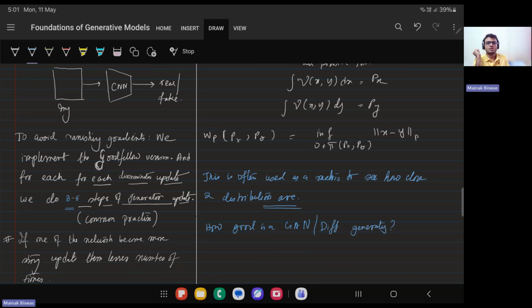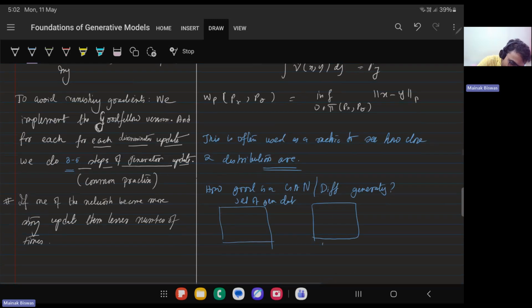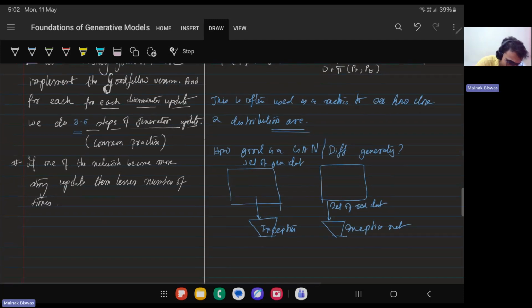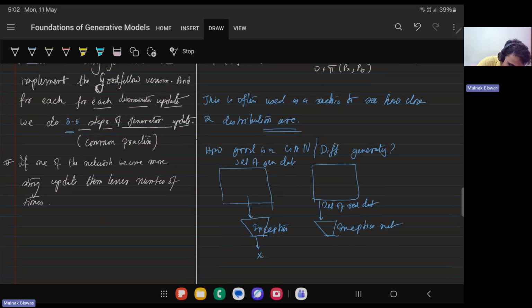So in this case, what you will do is you will have a set of generated data, and you will have a set of real data. You will pass them through an Inception network. This is a convolutional neural network. You could pass it through any convolutional network used for feature extraction. Inception net, could be any layer. You could take features from a layer. So you get features x theta and you have x real.